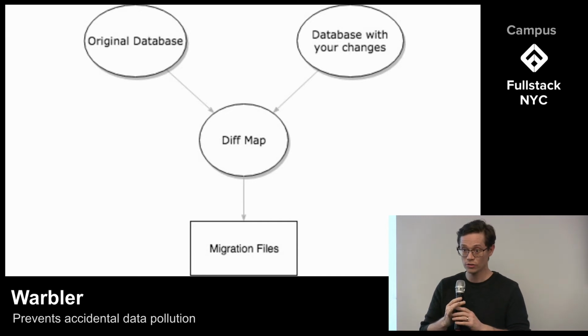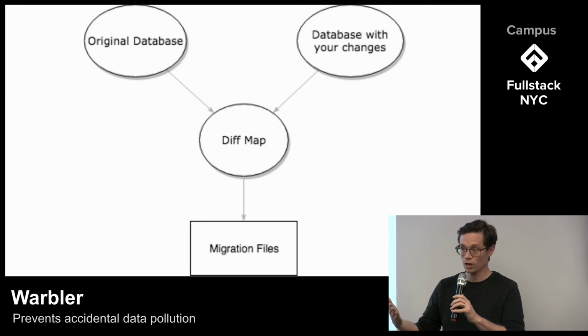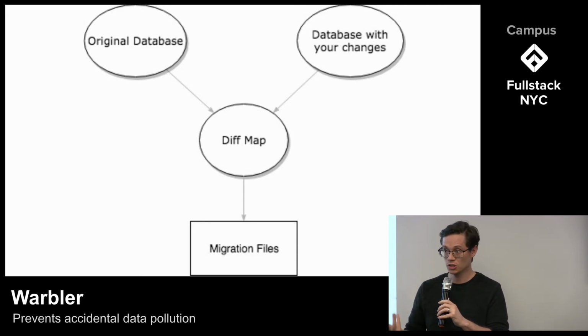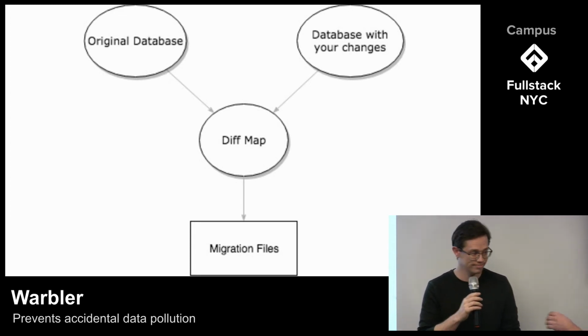And what we're going to do at the end of all of your changes is compare your database with the copy we've made that has all the changes on it. And we're going to make a difference map there. We're going to find the differences between these two and use that to generate the migration files, which will actually run the migrations and save the changes to your database. And Josh is going to tell you some about that.